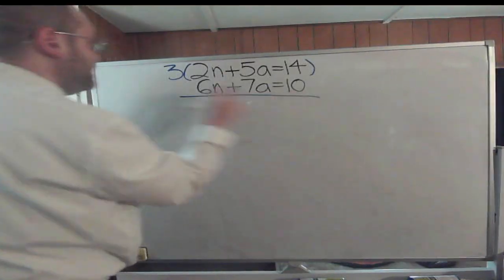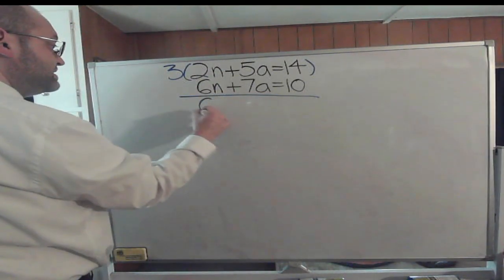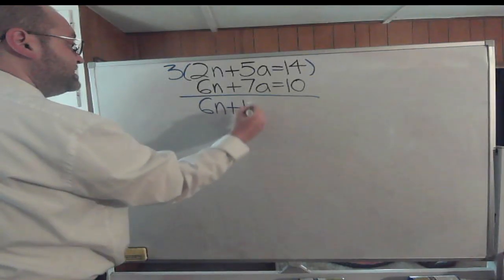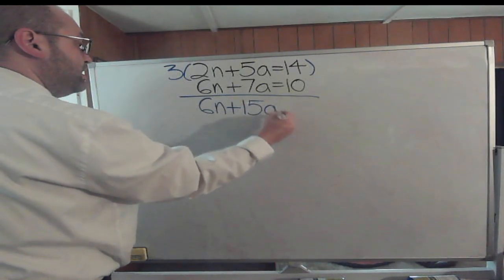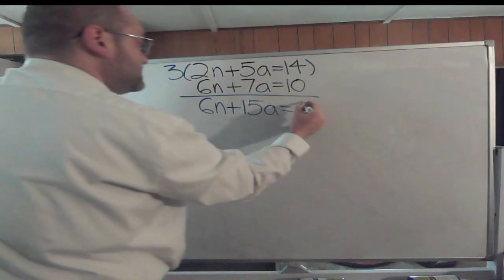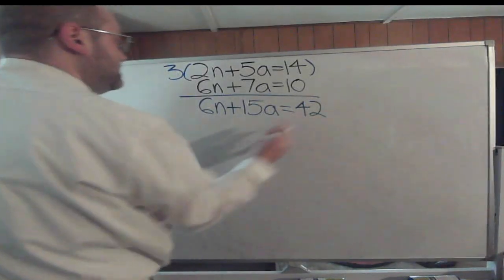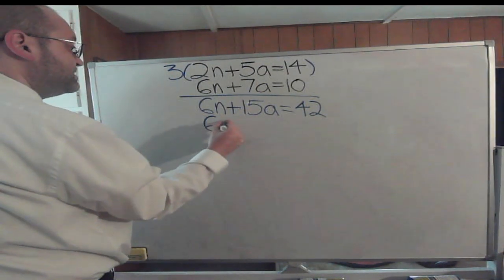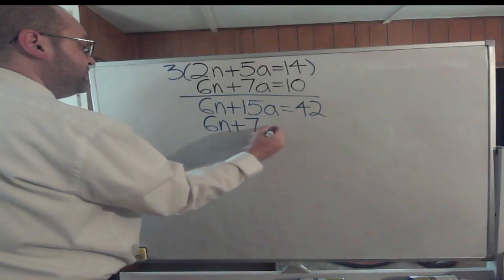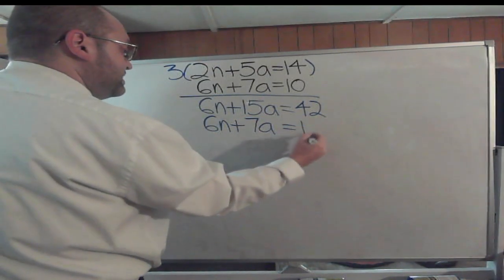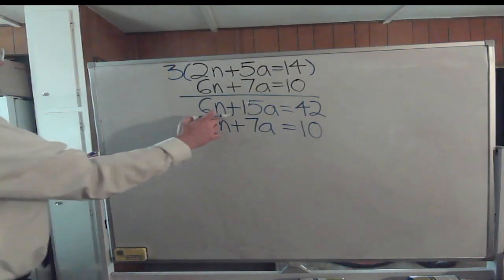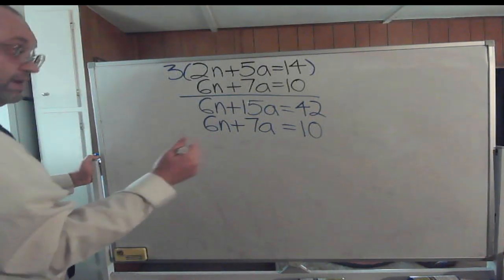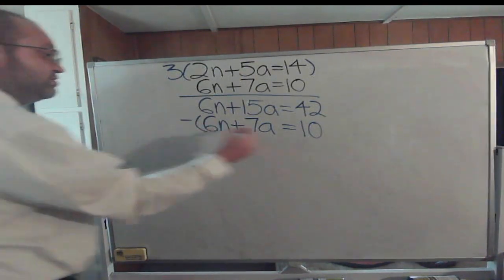So let's do that. We'll take 3 times the first equation, which if we do that, 3 times 2n is in fact 6n, plus 3 times 5a, that would give you 15a. That'd be equal to 3 times 14, which is 42. So you get 6n plus 15a equals 42. Then you still have 6n plus 7a equals 10. Now, the n coefficients are the same. We can go ahead and subtract the second equation from the first.